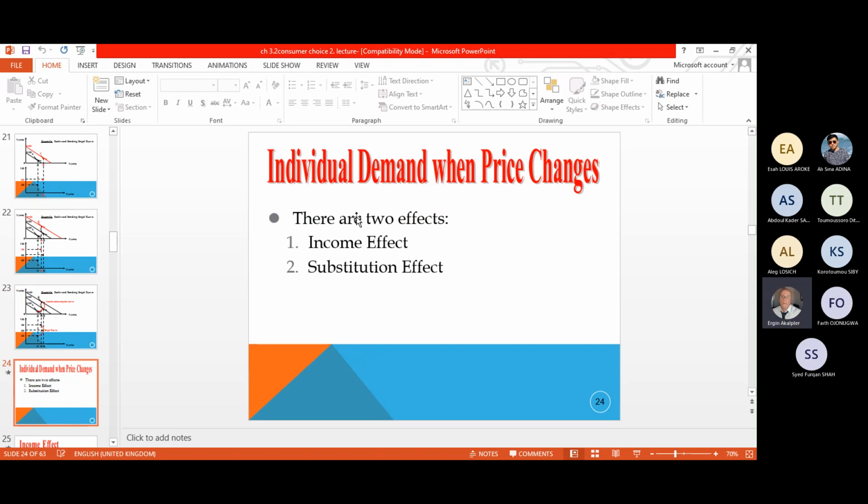For the individual's demand when price is changing, there are two effects, the income effect and the substitution effect. Now we are going to explain a little bit more how this happens. You are understanding that sometimes we increase our consumption when our income increases, or we decrease our consumption or purchasing according to these income changes. And this is because of the income effect, or because of the substitution effect realized in the market.